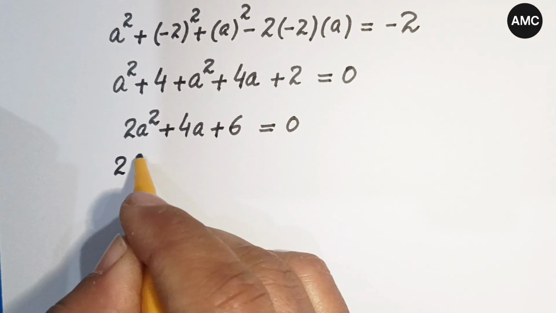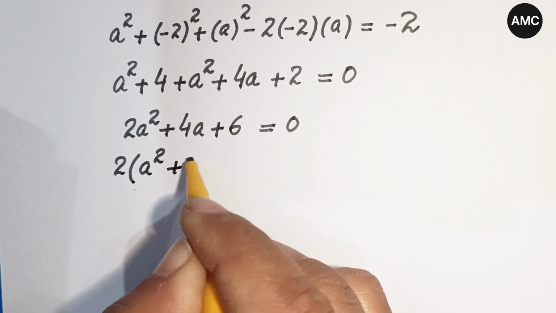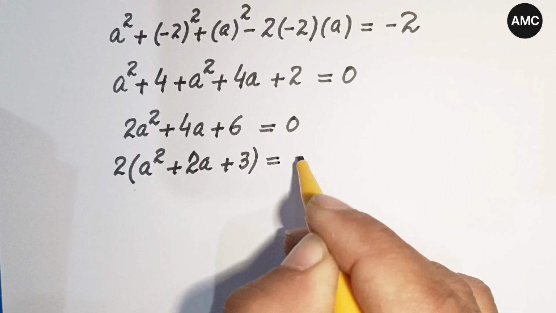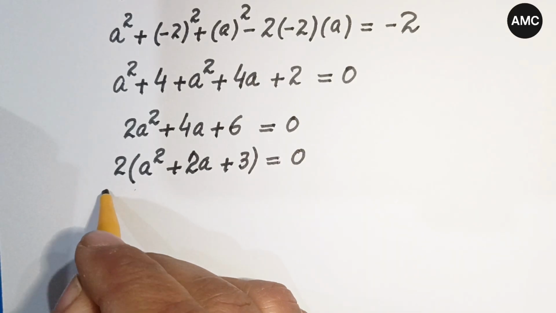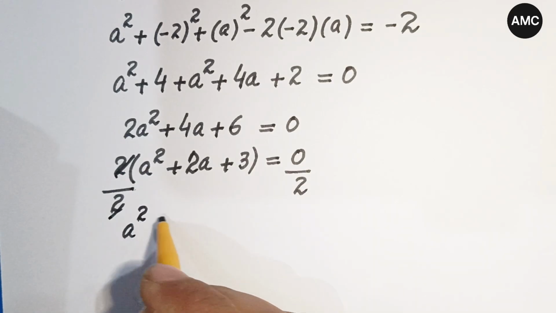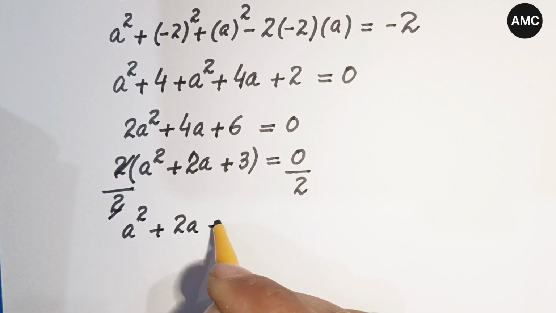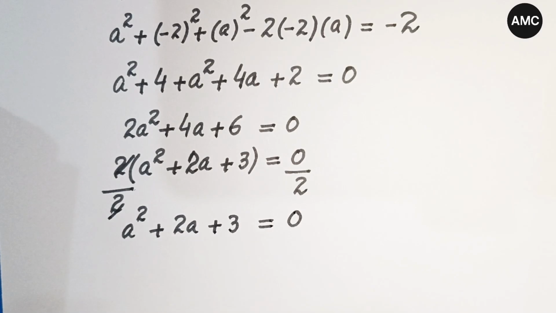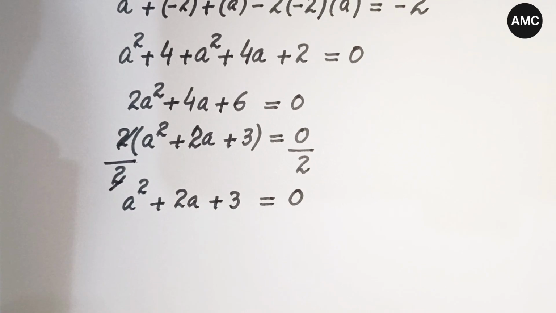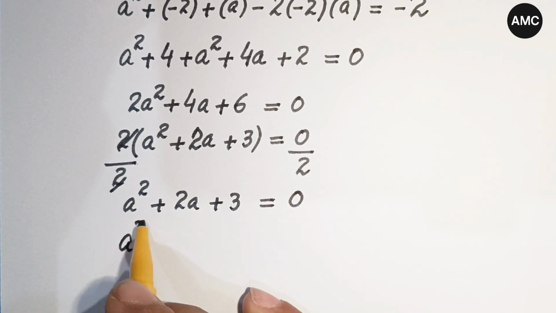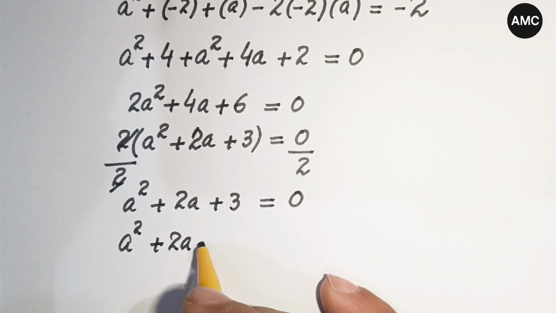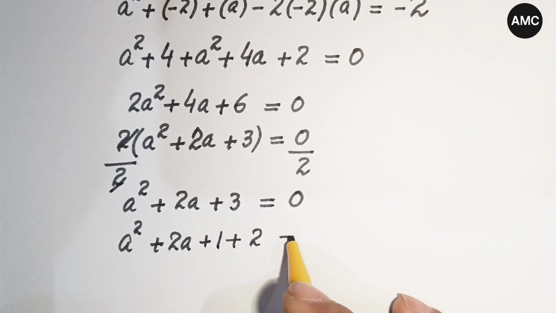Now if we take 2 common, we have a squared plus 2 times a plus 2 times 3 is 6, so plus 3 is equal to 0. Dividing both sides by 2, the 2 is cancelled out, and we get a squared plus 2 times a plus 3 is equal to 0. Now our next step: a squared plus 2a plus 3.